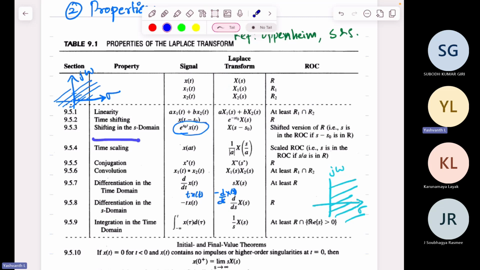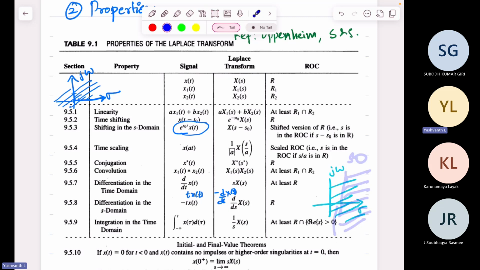The third is called the shifting in the S domain, that is the Laplace domain. Suppose the Laplace transform of x of t is X of s, then the Laplace transform of e power s naught t times x of t is X of s minus s naught. Now the corresponding ROC will be the shifted version of the ROC. Basically, if this is the ROC, then you shift it by the amount s naught. You just move the entire set in the S domain. That is the ROC of shifting in the S domain.